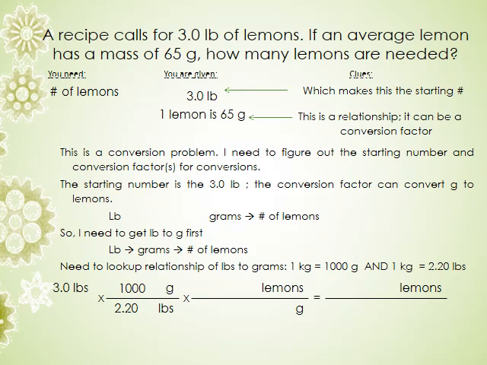And in the problem, we were told that 1 lemon is equal to 65 grams. Now I can multiply 3 times 1,000 times 1 and divide by the quantity that's been pre-multiplied together of 2.20 times 65. Or I could do 3 times 1,000 times 1, divide by 2.20, divide by 65, because 65 is on the bottom of the fraction. And I would get 20.97 lemons, or 21 lemons.